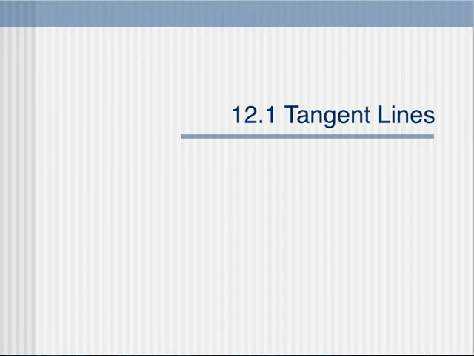In Chapter 12, you're going to learn about several different types of lines and line segments that have to do with circles. Out of these lines, the most important kind is called the tangent line.